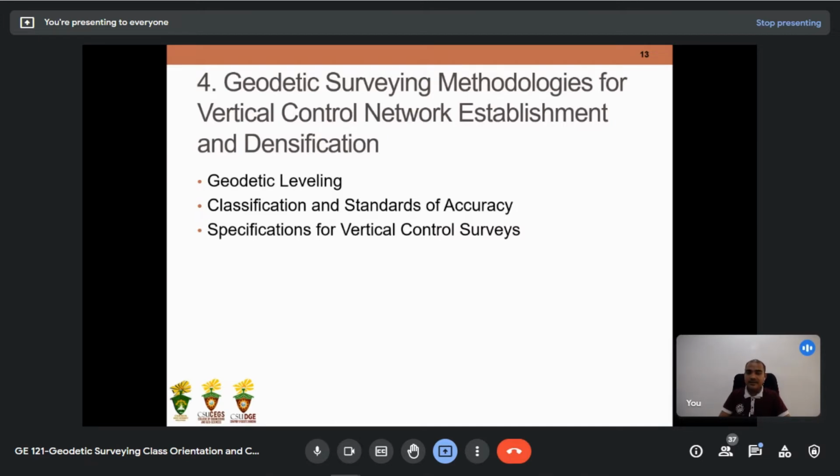The next is the classification and standards of accuracy in geodetic leveling, or leveling as a whole. And next is the specifications for vertical control surveys. So, those will be discussed in topic 4. And lastly is topic 5, the last subject here: geodetic surveying methodologies for vertical control network establishment and densification. Here we include geodetic leveling, classification and standards and accuracy.